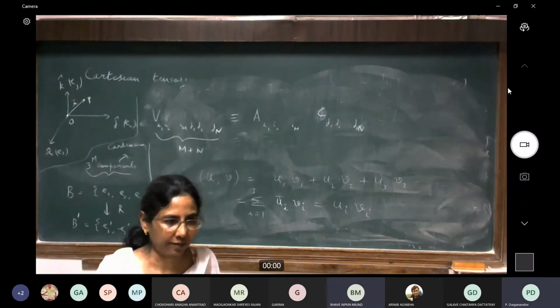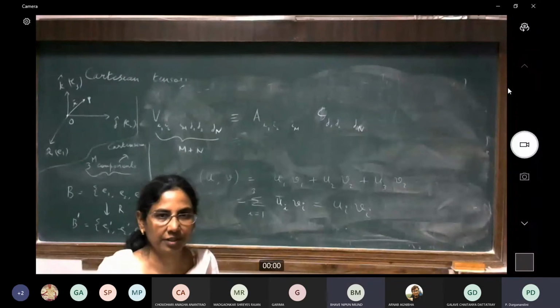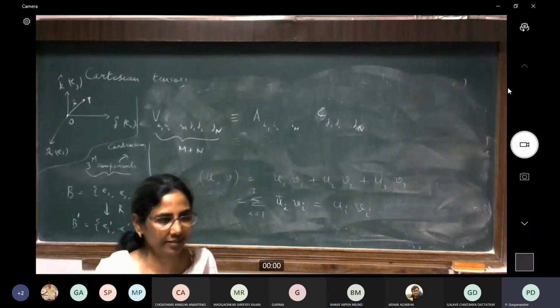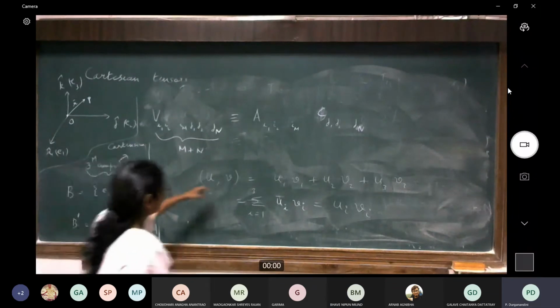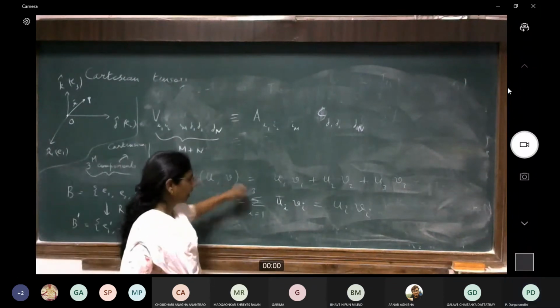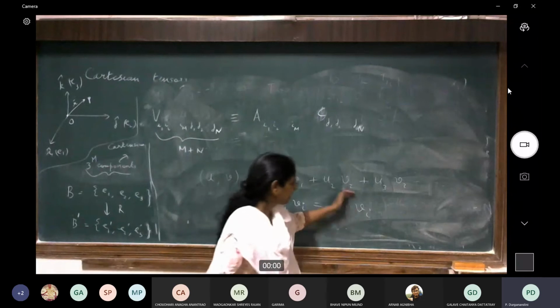It remains invariant. So what do you call this product? Yes, scalar. It's a scalar or a tensor of rank 0. So when I took the inner product of two tensors of rank 1, I got a tensor of rank 0.